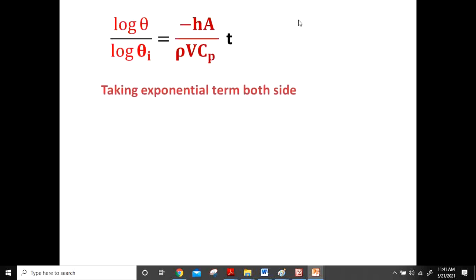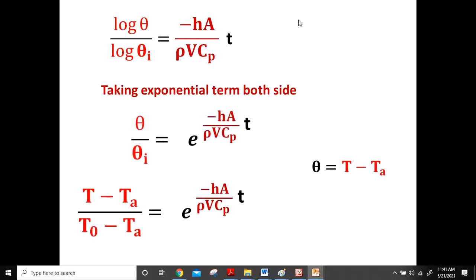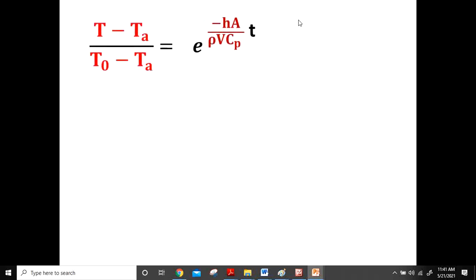I can write like this. You know, very simple equation. Therefore, this is the temperature distribution equation. You can write it in another manner also. Let me simplify that. I am going to write it like this.